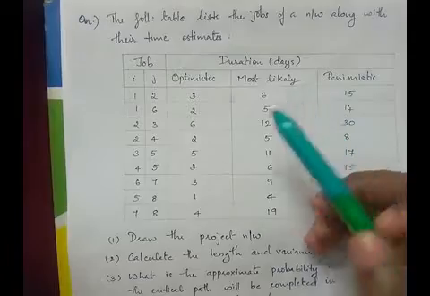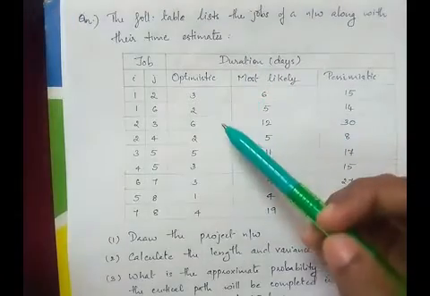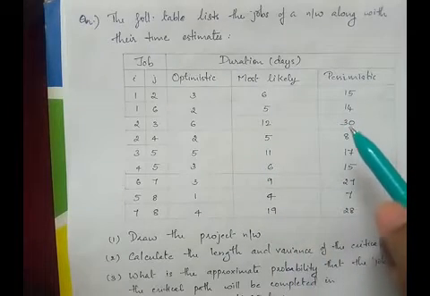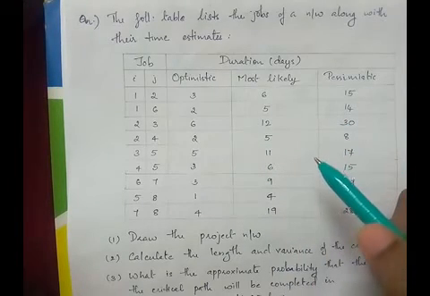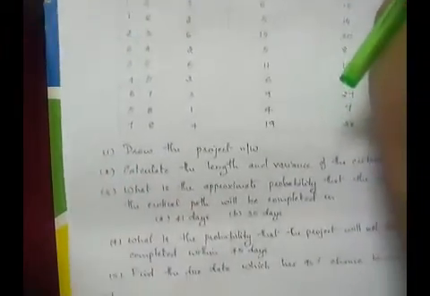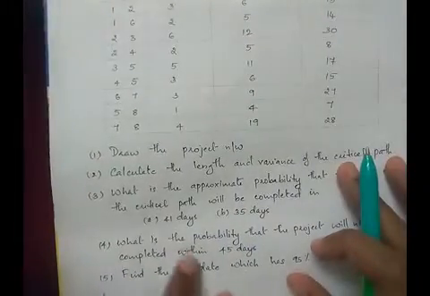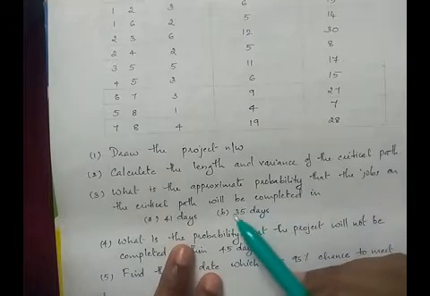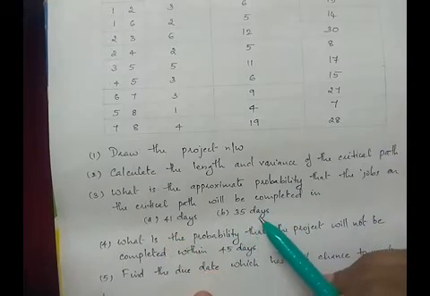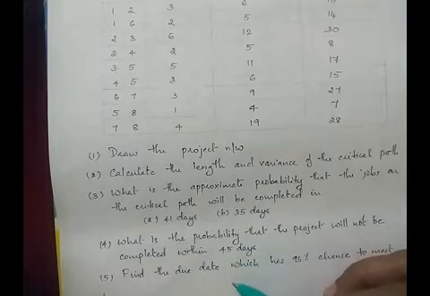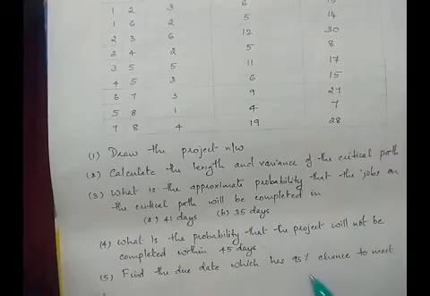Now let's see how PERT can be used to solve a network problem. This is the data given. First we have to draw the network and then find the answers for the given questions. We have to find length and variance, then the approximate probability that the job will be completed in the given number of days. That is question 3 and 4. And finally, we have to find the due date, which has 95% chance to win.